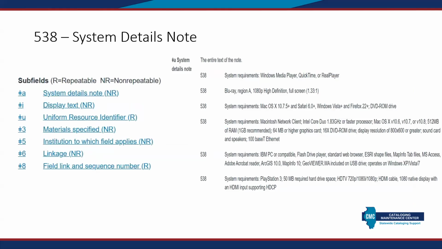538 is the system details note. It's a bit reminiscent of the 506, except it records how the resource is accessed rather than who can access it. You can see from the BFAS example, there are terms that can be taken from our 344s and our 347s: Blu-ray, region, system requirements, things like that.